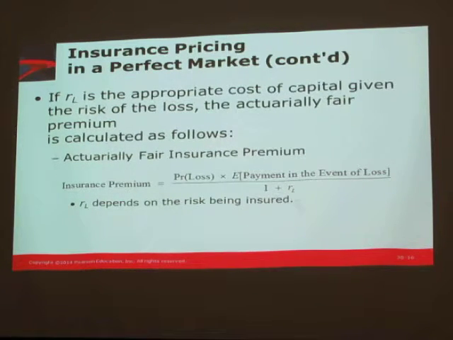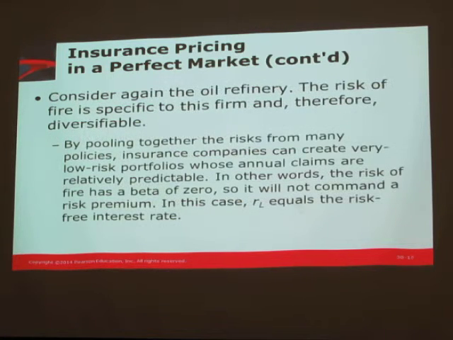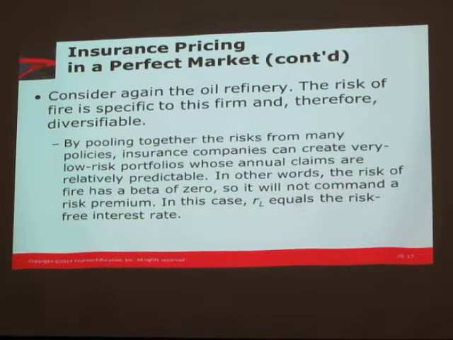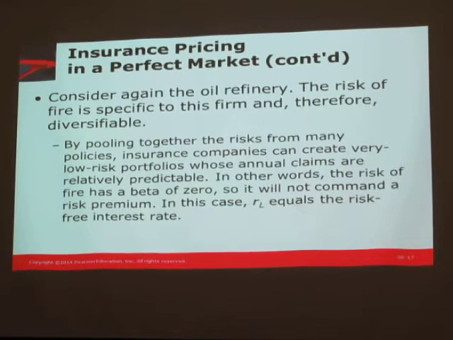Okay? Insurance premium, this is actuarially fair: probability of loss times the expected payment in the event of loss, times 1 plus the risk, the risk of being insured. Okay. What do they do? We said they pool together, right? Would it be better for me to insure one refinery or many refineries in different locations? Either a lot or none, not just one, right?